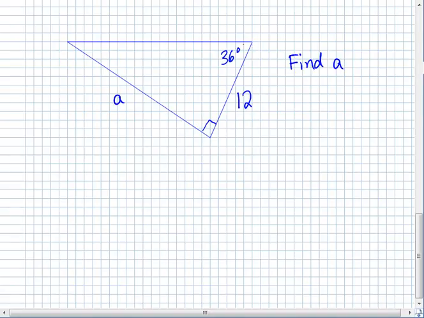So if this is my angle, 36 degrees here, then looking across at A, this is the opposite side. So I'm trying to find the opposite side. I know the adjacent side is 12. Right now, would you please write out the tangent ratio for the angle 36 degrees? In other words, tan of 36 is going to equal what over what?